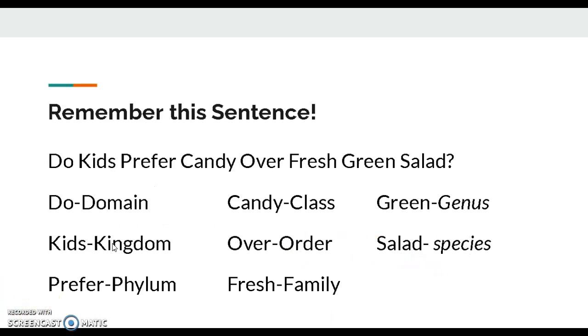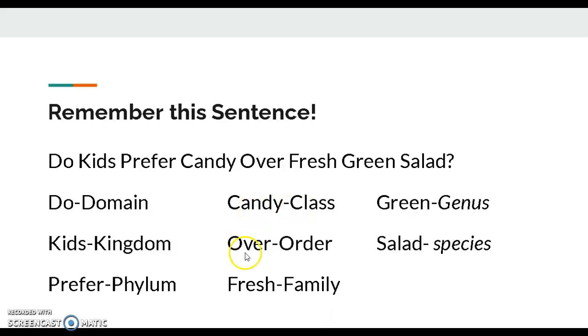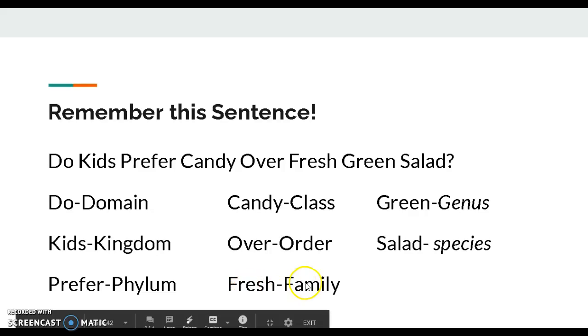So this sentence shows the different levels of classification when we classify animals. Do kids prefer candy over fresh green salad? If you remember that sentence, you'll remember all the different levels. Do stands for domain, kids for kingdom, prefer for phylum, candy is class, over is order, fresh is family, green is genus, and salad is species.